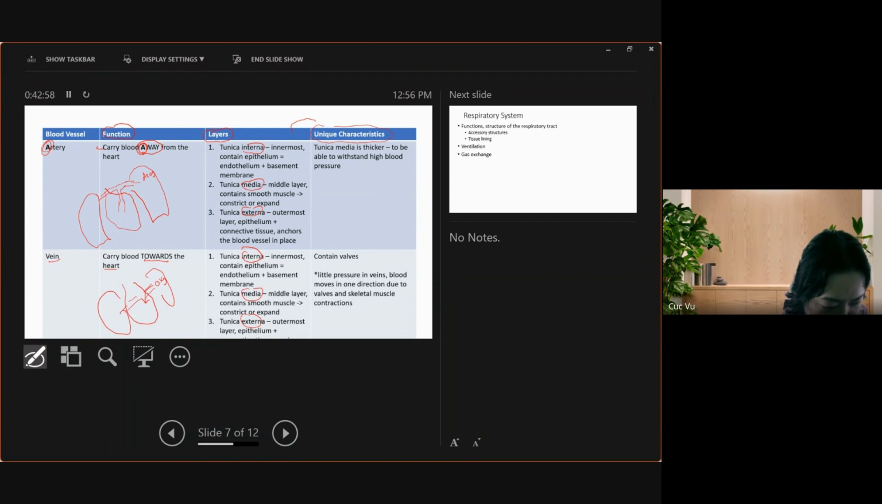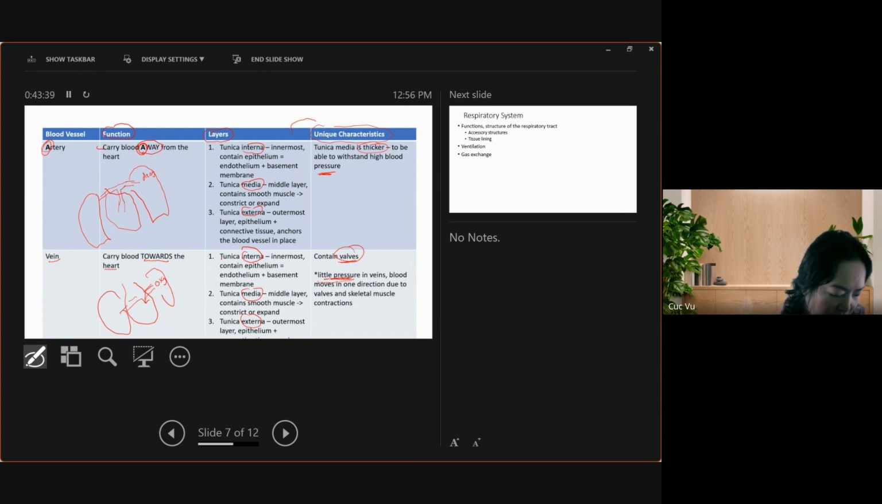How are they similar? Okay, so some of the major differences is that veins have valves. Why? Because at the time that blood is moving through the veins, there's very little pressure. And because of that, it has to have things that help move the blood in one direction, and that's why it has valves. In addition to that, the tunica media is going to be thinner, okay? Where in arteries, the tunica media is a lot thicker, okay? And the reason why it's thicker is because it does have a lot of pressure, so it has to be able to withstand the high pressure, otherwise the blood vessel would rupture, okay?